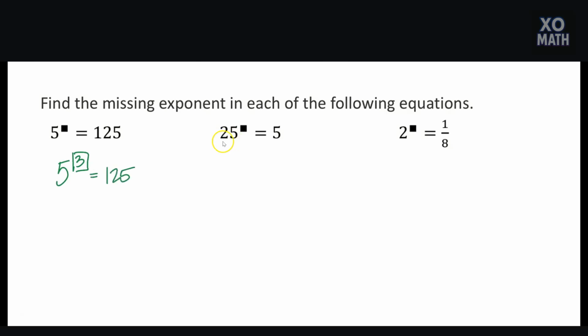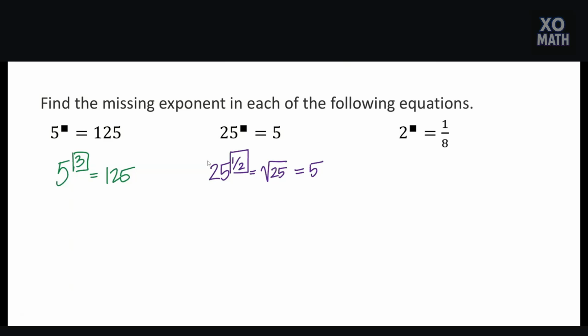In this example, I have 25 to what exponent is equal to 5. So this time I have a bigger number going to a smaller number. So how can I get from 25 to 5? Well, the square root of 25 is 5. And as an exponent, the square root is the exponent 1/2. So here, 25 to the 1/2 is the same as the square root of 25, which is 5. So the missing exponent here is 1/2.